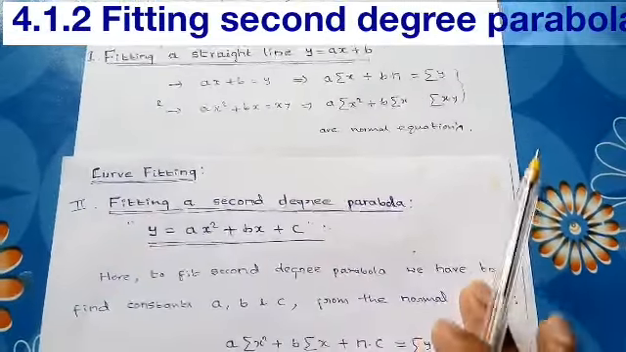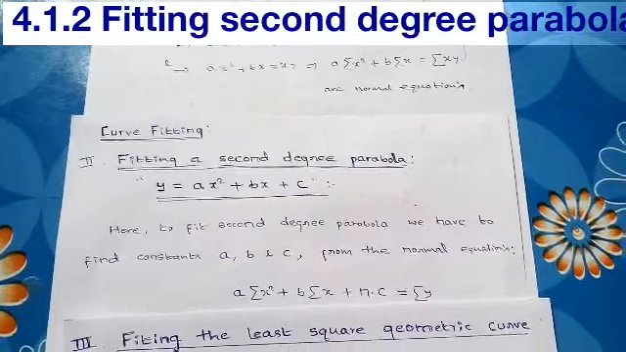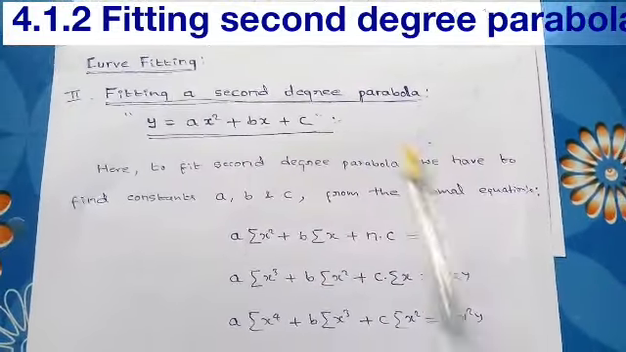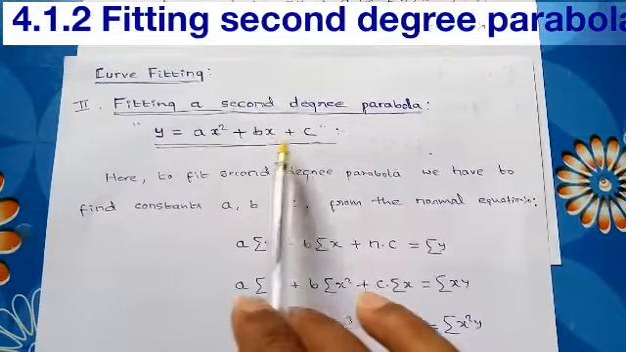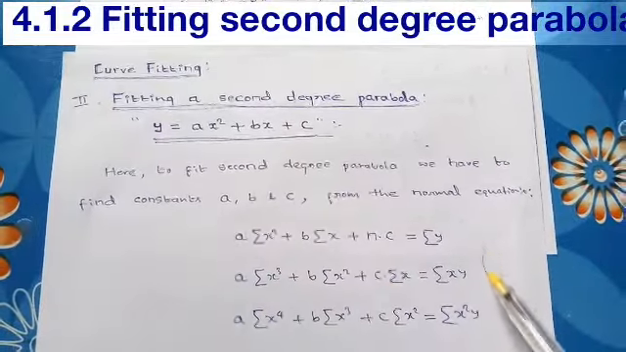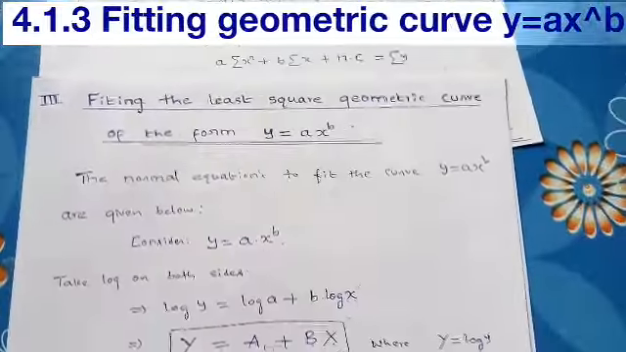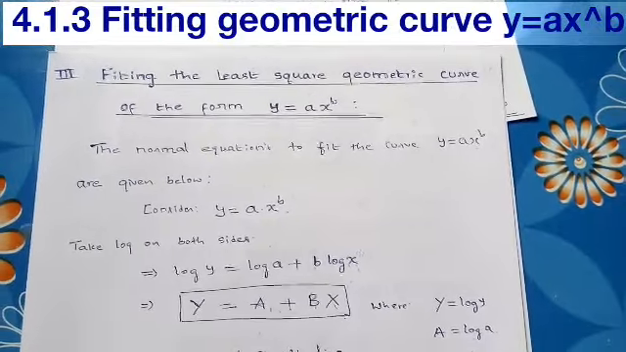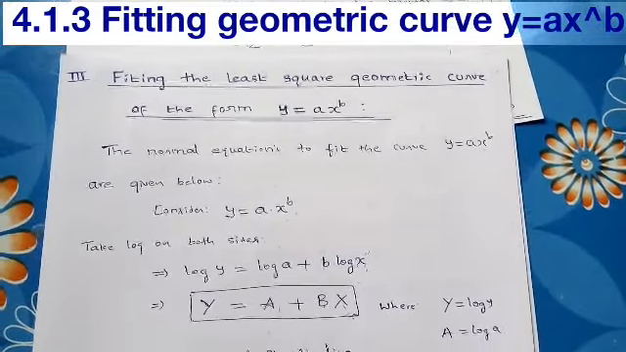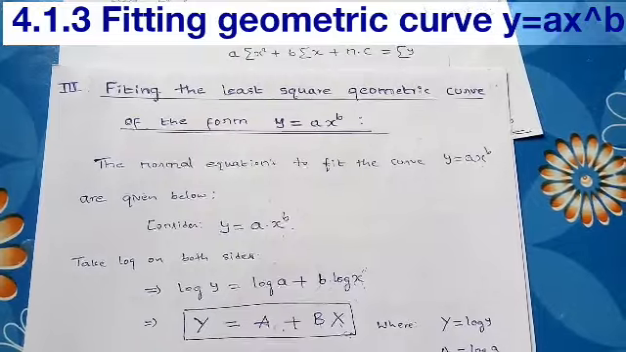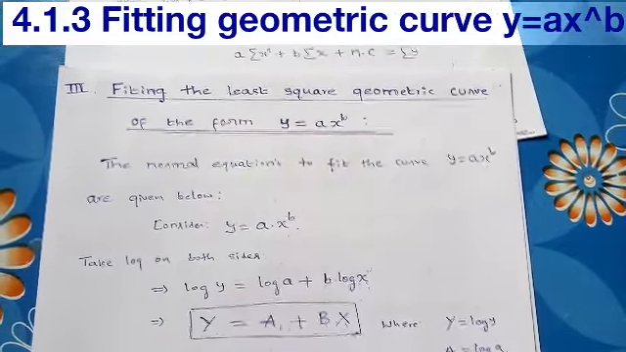Similarly, the next concept is fitting a second degree parabola in the form y equals ax square plus bx plus c. Here, to find the unknown constants a, b and c, these three are the normal equations. In a similar manner, the next concept is fitting the least square geometric curve of the form y equals a into x power b.